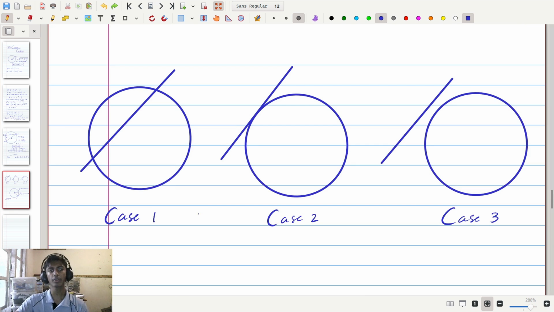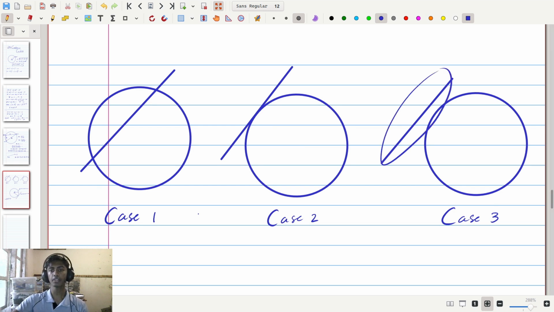Going back to case 1, case 2 and case 3, we can see in case 1, this perpendicular distance here is less than the radius of the circle. In case number 2, we can see that the perpendicular distance is exactly equal to the radius of the circle, meaning that this point, which is the perpendicular distance r away from the center of the circle, is on the circle.